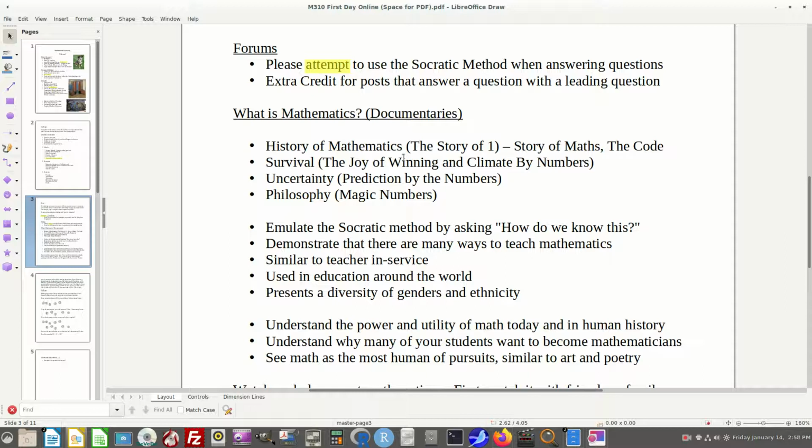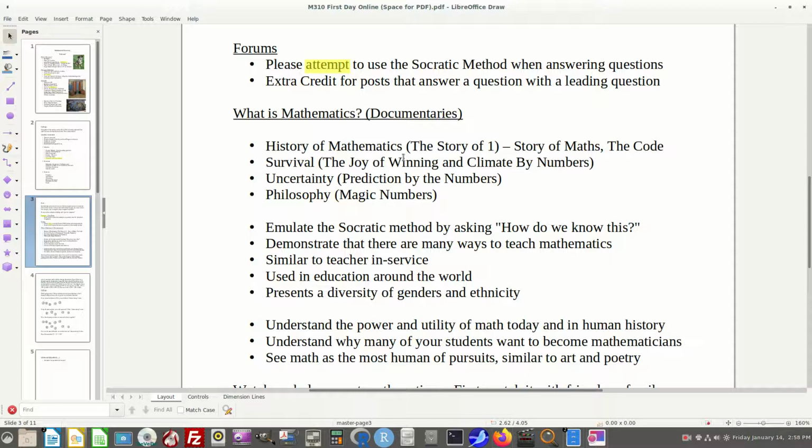Survival, The Joy of Winning, about game theory from Hannah Fry, and Climate by Numbers from the BBC. Uncertainty, we'll talk about Nova's Prediction by the Numbers. And then finally a philosophy. What is mathematics? Why does it work? Where does it come from? Why does it explain the world so well? Why are mathematical results found in nature hundreds of years after they're created in mathematics?